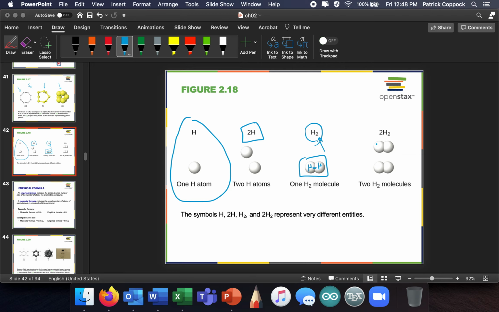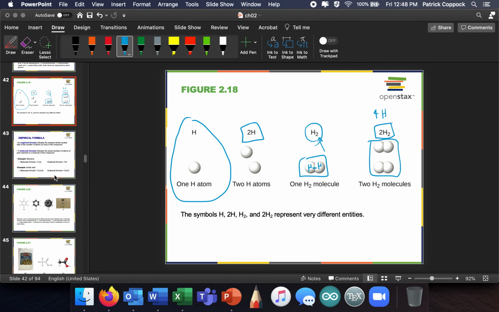1, 2, 3, 4, right? So there's 4 hydrogen atoms, but if you're trying to talk about 2 molecules, this is how you would write it, and this is how you would draw it. Okay? So you can see that this notation is going to be very descriptive, very important.